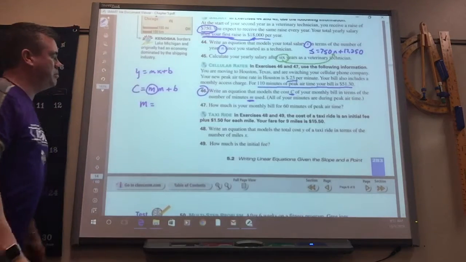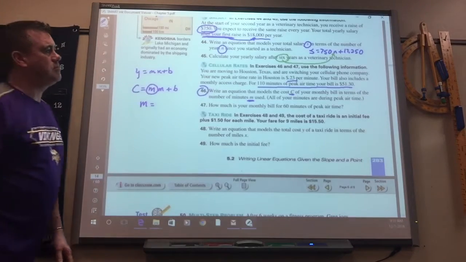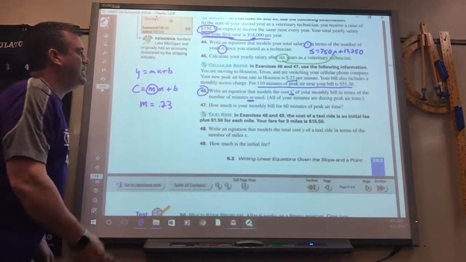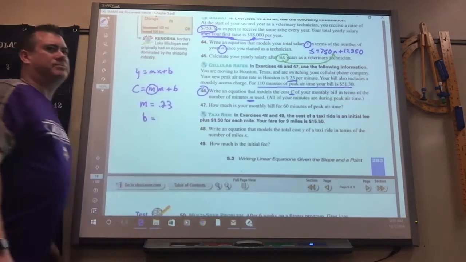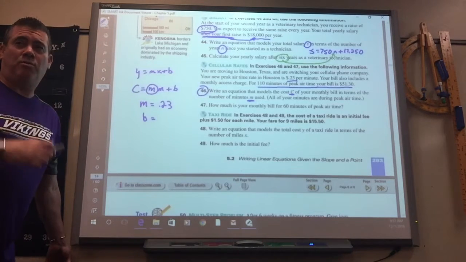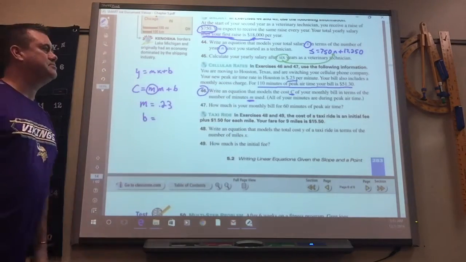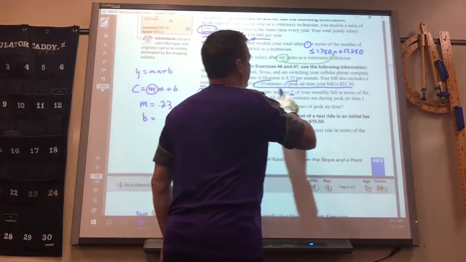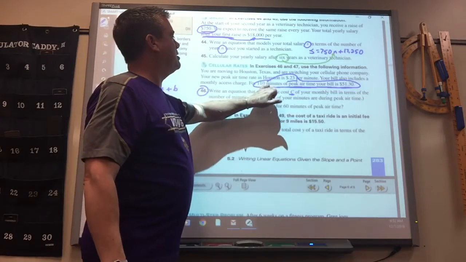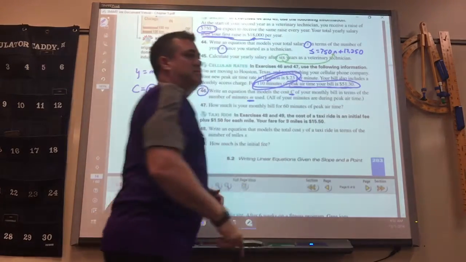So remember, you're gonna replace that m as the slope. So what is the rate of change, the slope? 23 cents, 0.23. The b is the starting point, which is what you're charged at the beginning, no matter what. You're charged this monthly access charge. So what we gotta do is figure it out. It tells us you spoke for 110 minutes and it cost that. So you can figure out what this charge was, right?